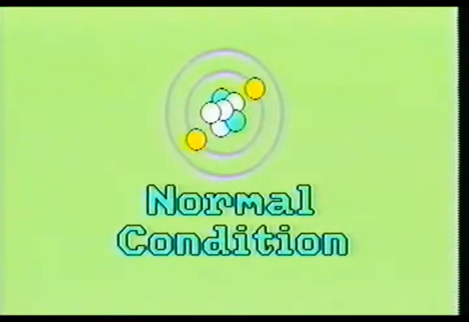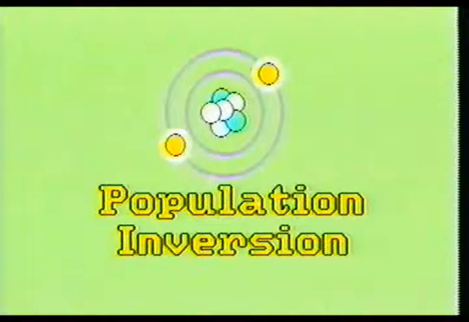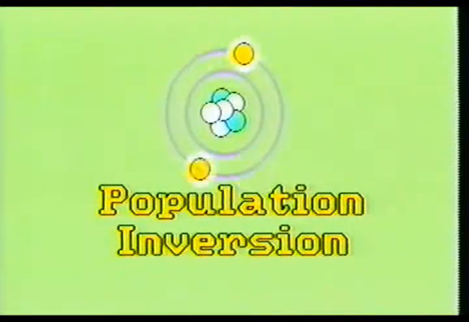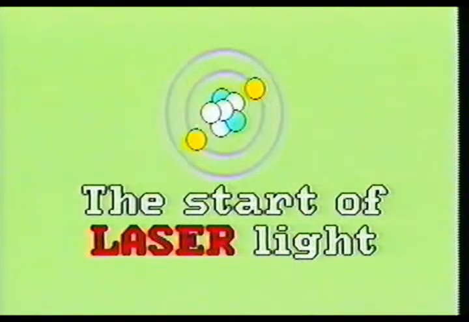Under normal conditions, the majority of orbiting electrons will remain in the lower orbital rings or energy levels of the atom. When the atom becomes excited by an external energy source, the orbiting electron will move from the lower energy level to the next higher energy level. When this occurs, it is called population inversion. The spontaneous emission of photons when an electron moves from a higher energy level to a lower energy level is where laser light begins.